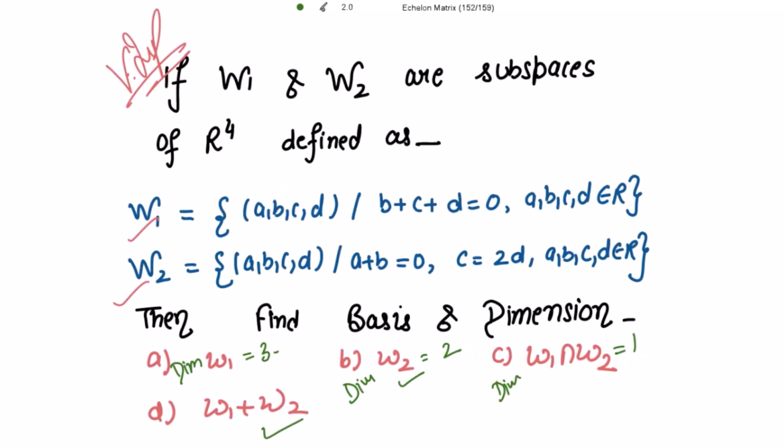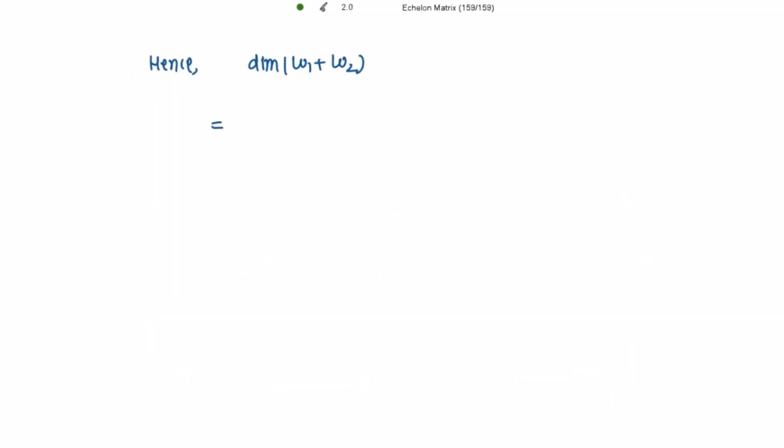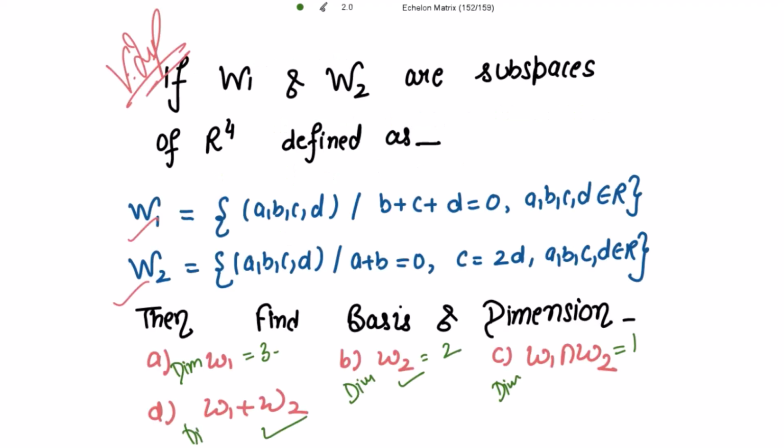And at last we need to get the dimension of the sum of the subspaces. For that we have one formula. So the dimension of the sum of the subspaces is equal to the dimension of W1 plus the dimension of W2 minus the dimension of their intersection. And we have already found all these three in the previous parts. So the dimension of W1 we have found is 3 and the dimension of W2 is 2. Just now we have found the dimension of the intersection of the subspaces to be equal to 1. So we get 3 plus 2, 5 minus 1, 4. So the dimension of the sum of the subspaces is 4. So the dimension here is 4.